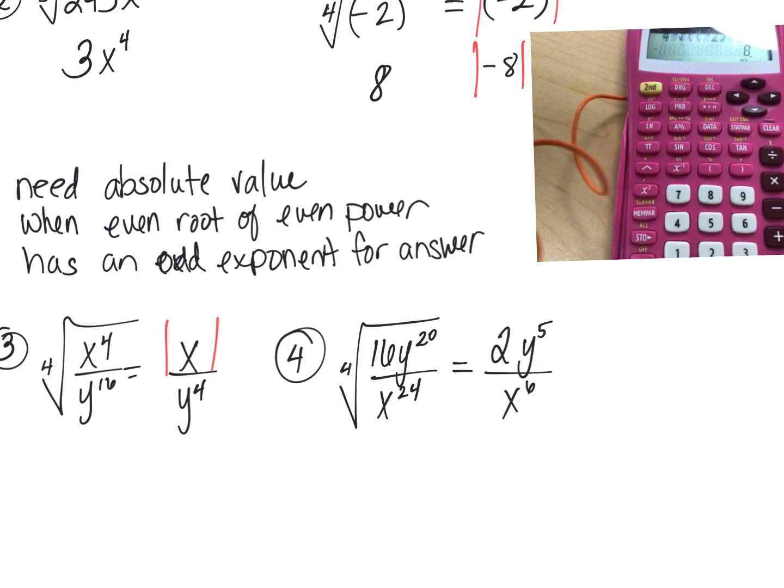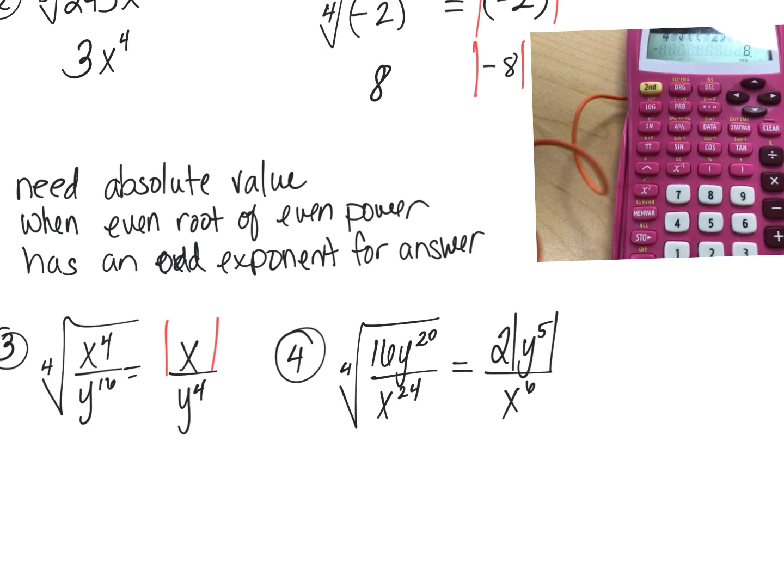Now, did I have a situation where it went even, even, odd? The denominator is not. It went even, even, even, right? But my numerator went even, even, odd. So that needs the absolute value around the y to the 5th. I don't need it around the 2. It doesn't really hurt if it's around the 2, since 2 is just positive 2. But it's only the variable that really needs the absolute value. If it ends up odd from an even root, it needs the absolute value.